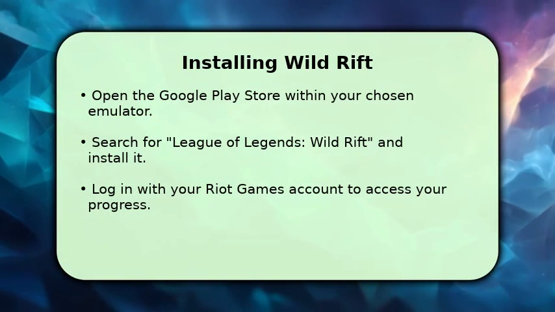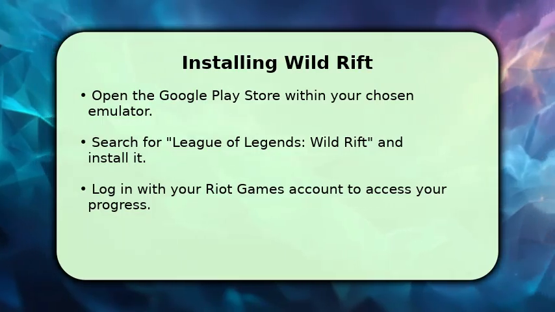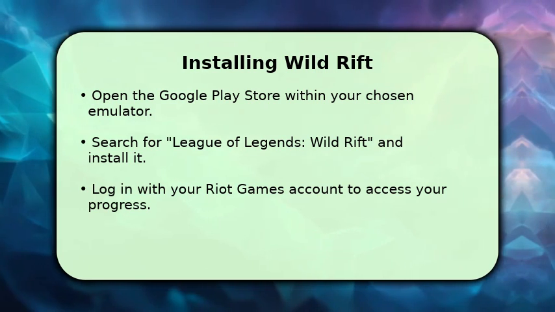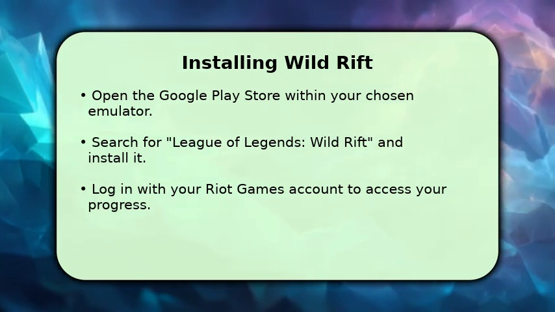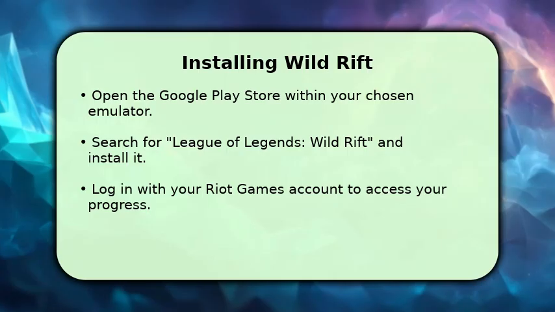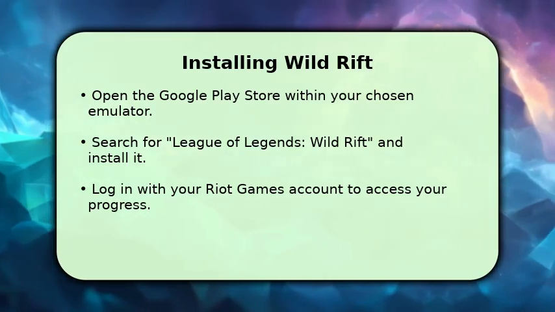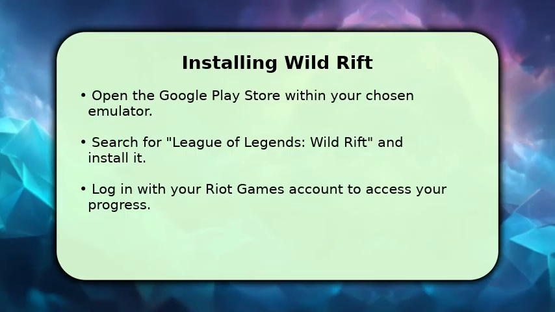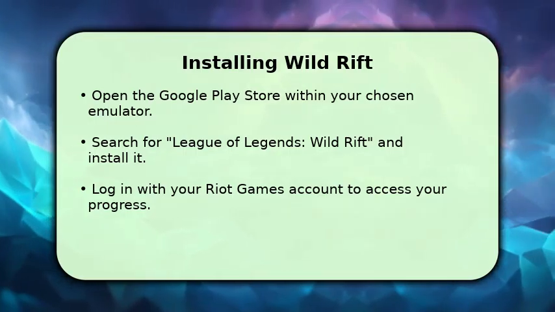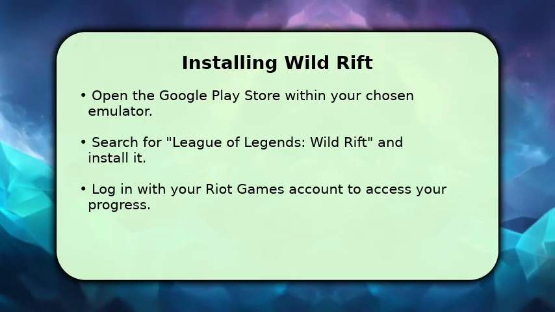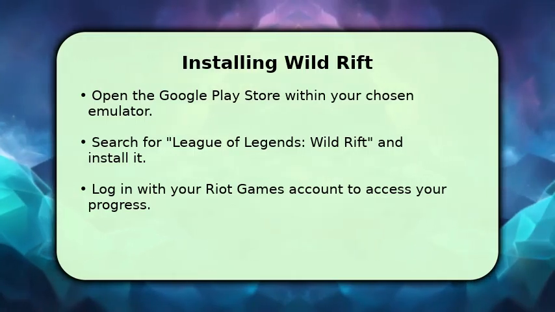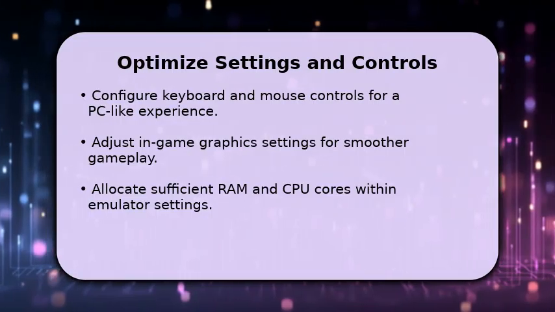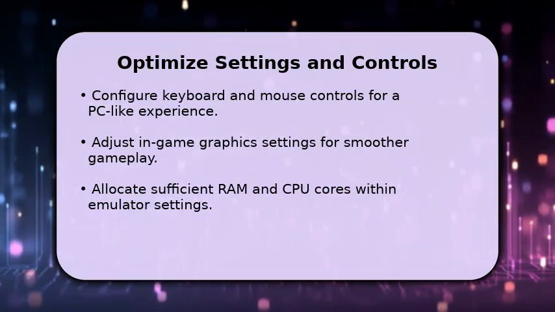Once your emulator is installed and running, the next step is to get Wild Rift itself. Navigate to the Google Play Store within the emulator, just as you would on an Android phone. Search for League of Legends, Wild Rift, and proceed with the installation. After the game downloads, launch it and log in using your existing Riot Games account to access all your champions, skins, and game progress.